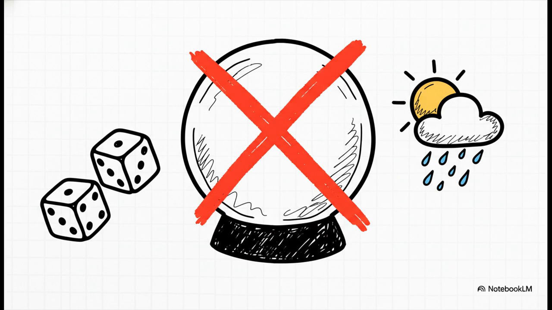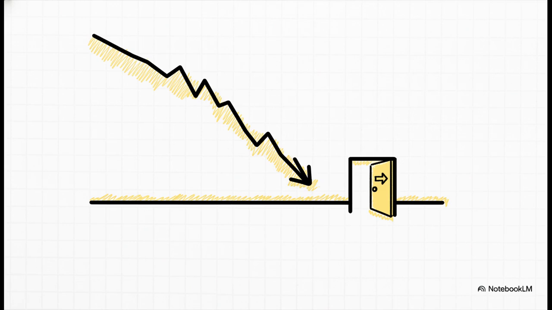And because you will be wrong sometimes, this next point isn't a suggestion. It's a rule. Always use a stop loss. A stop loss is just an order you set beforehand to automatically sell if the price drops to a certain level. It's your safety net. It's your eject button. It's what keeps a small mistake from turning into a disaster.